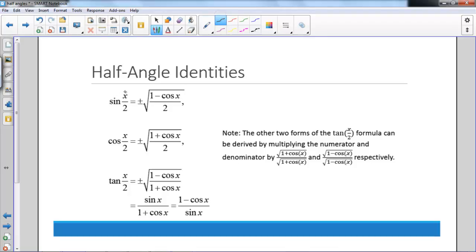So here are all of my half-angle identities. The other two forms of tan x over 2 can be derived by multiplying the numerator and denominator by either this equation or this equation, and that's going to give us these other two forms of tan x over 2 or theta over 2.